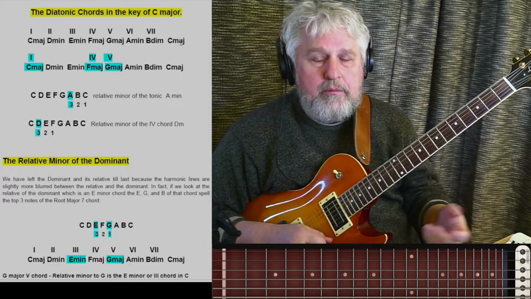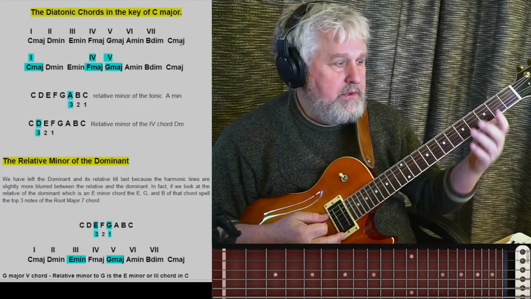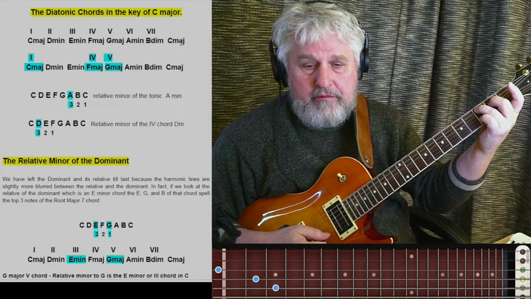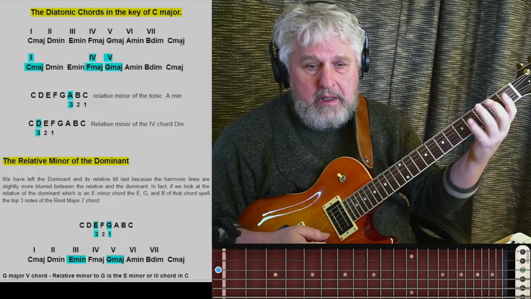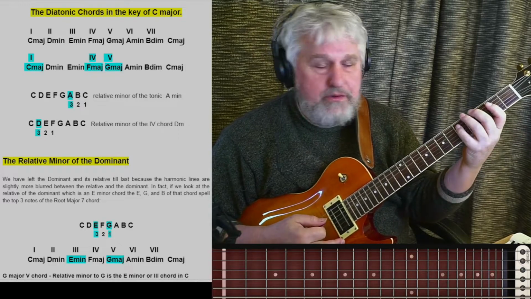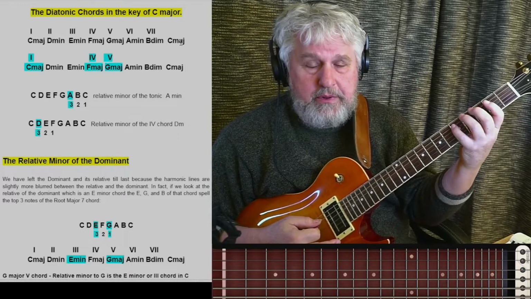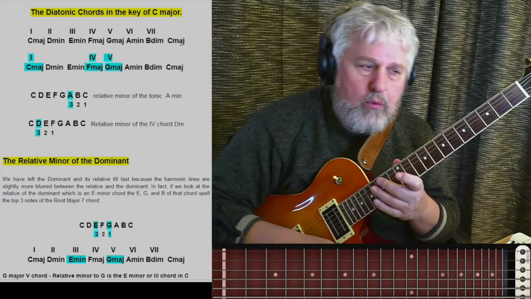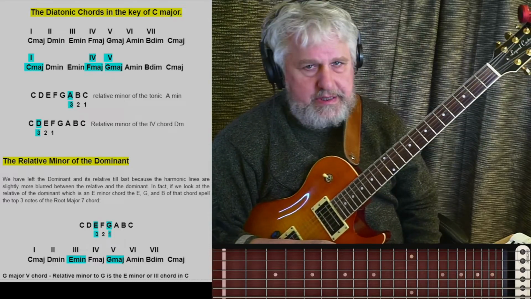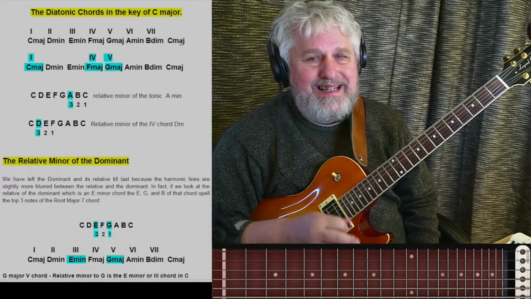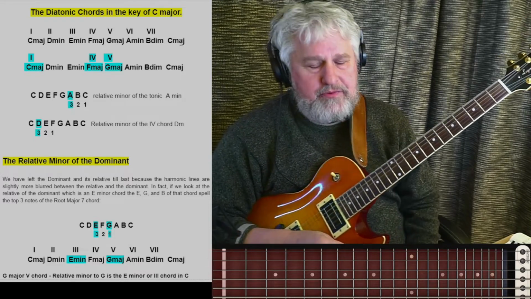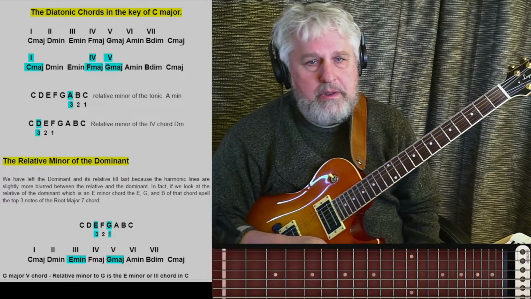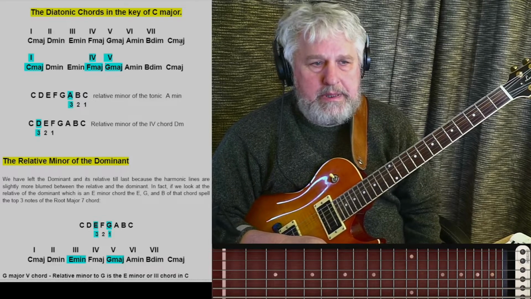That means the root is in the lowest voice. One, and we would also say 1, 3, 5 of the key in this case. But when we look at the chord spelling, it's also 1, 3, 5. If I'm using D minor, that's the 1, the 3, and the 5 of the chord. Okay, I hope that made sense. So the diatonic chords in the key of C major are C major, D minor, E minor, F major, G major, A minor, B diminished, and C major.